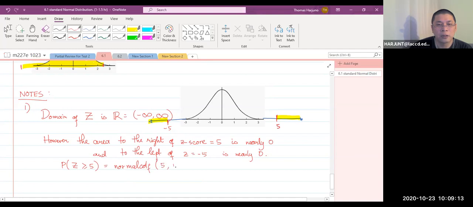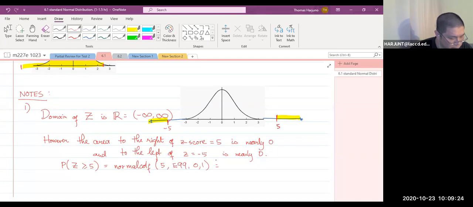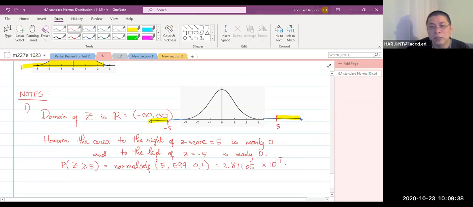5, E99, 0, 1. I use my calculator: 5, E99, 0, 1. I get 2.87105 times E-7. So it's 10 to the -7. In decimal, it means this 2 here is at the 7th decimal place.